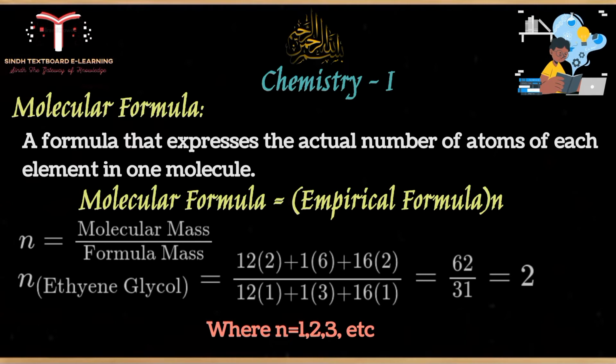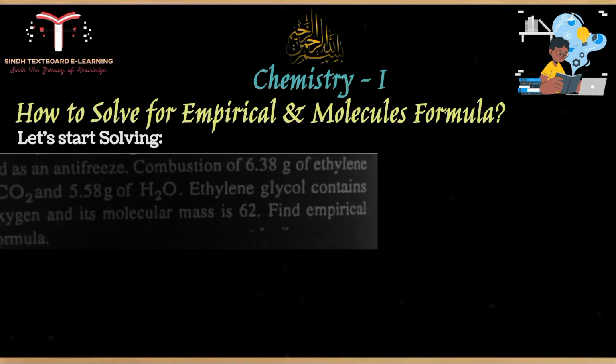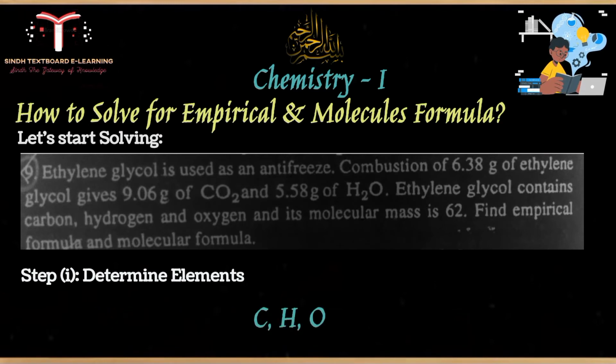Here is an example of ethylene glycol. You can see it and practice it for the molecular formula. We will determine it by solving the question. Here is an example of how to solve for empirical and molecular formula. Ethylene glycol is used as an antifreeze. Combustion of 6.38 gram of ethylene glycol gives 9.06 gram of CO2 and 5.58 gram of H2O. Ethylene glycol contains carbon, hydrogen, oxygen, and its molecular mass is 62. Find the empirical and molecular formula.